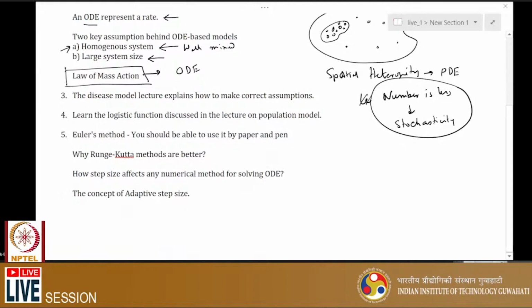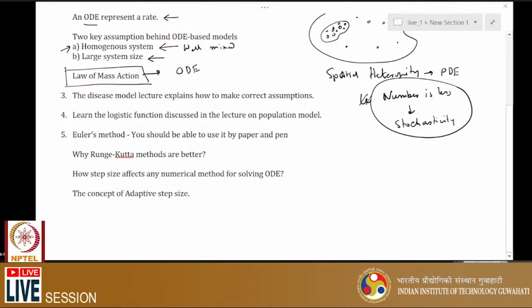The third lecture you may have noticed is based on disease model. A very simple model, right? That has been given to you so that you can warm up. You can learn how to start creating model, how to integrate an ODE. But here in this lecture, you should focus on two things.